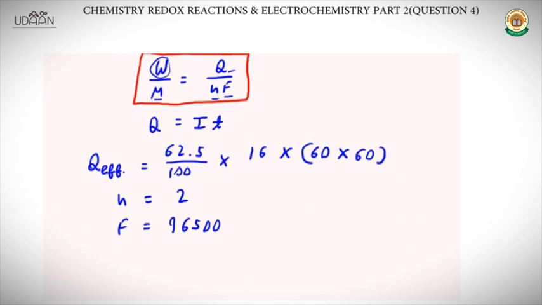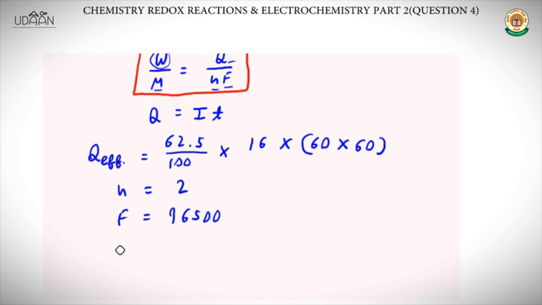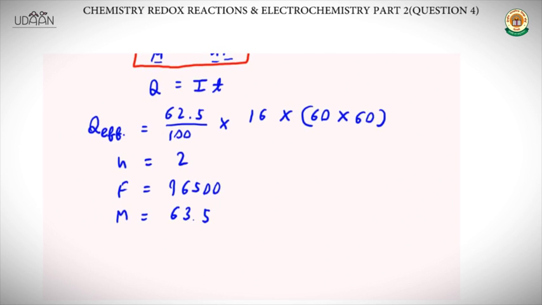Usually the value of M would be given in the question, but still it's better to remember the molar mass of a few elements like copper and zinc. The molar mass of copper is 63.5, and if you can't remember this, no problem, it would mostly be provided in the question. Now we can calculate the value of W. W is equal to Q by NF into M from the above equation.